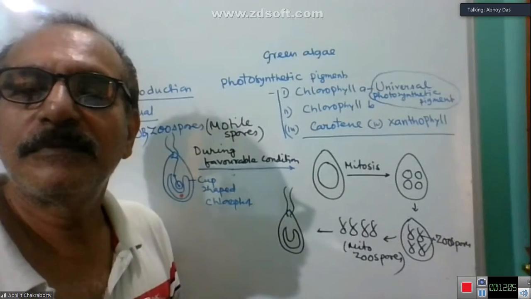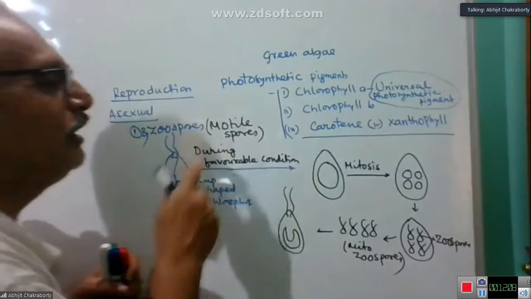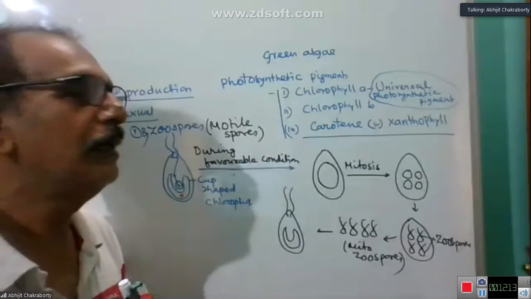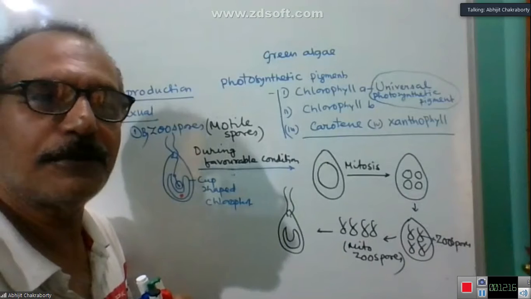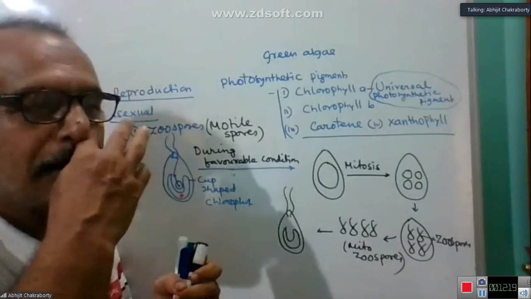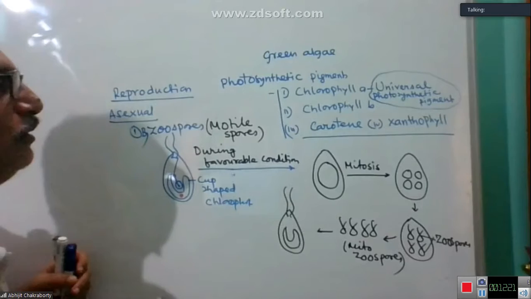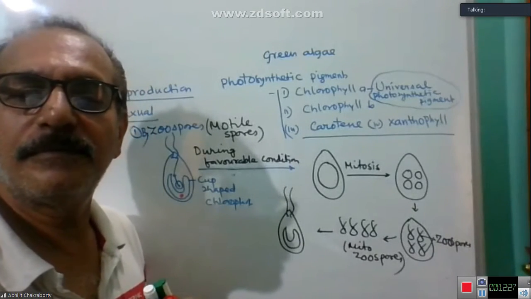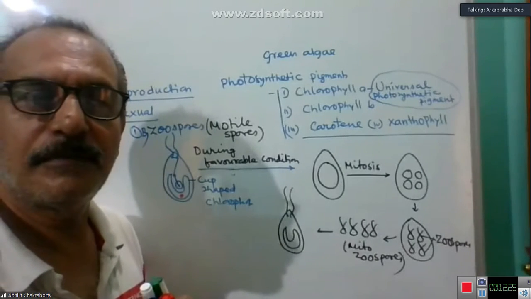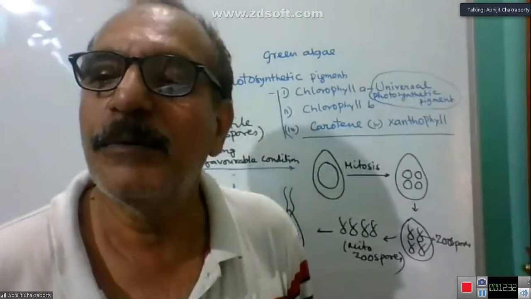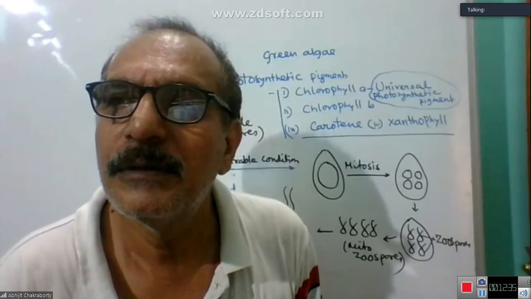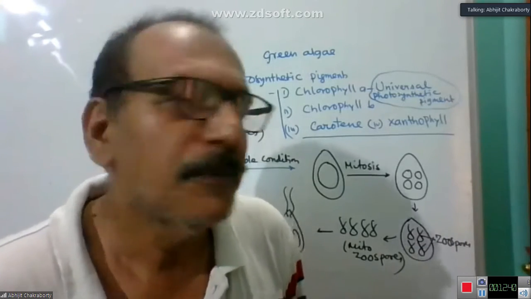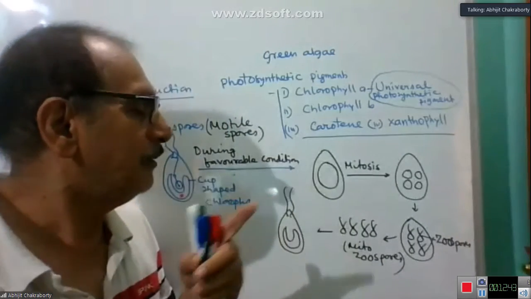Two things you need to remember regarding zoospores. One, they are produced only during favorable conditions. And secondly, they are motile spores. They can move because they are flagellated. Sir, does this happen only in the case of cup-shaped chloroplast? Does this mitosis only occur in cup-shaped chloroplast? No, not like that. One thing I'm telling you.